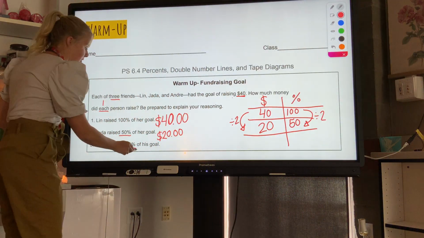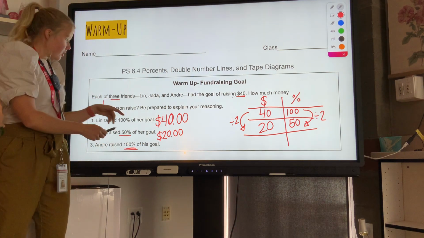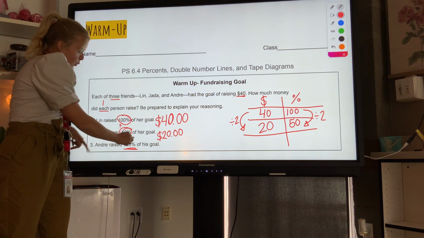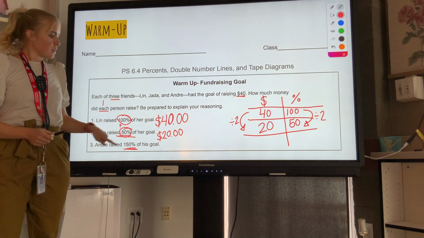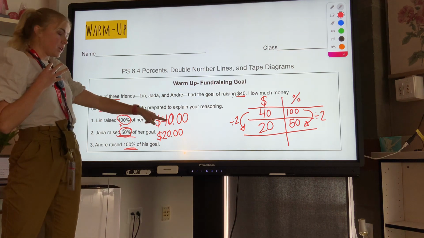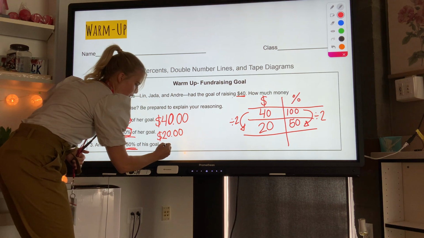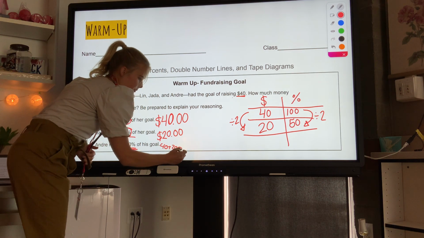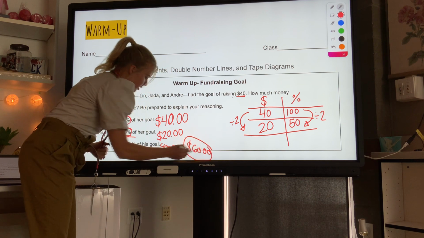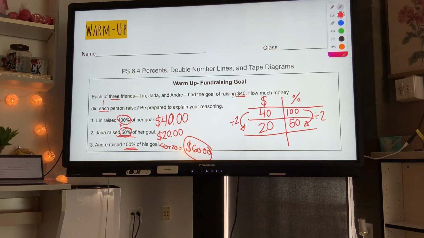Okay, then the last one says Andre. Andre raised 150% of his goal. So he reached his goal plus some more. So we know 100% plus 50% would equal 150%. So I'm gonna just add Lynn and Jada's money. So he earned $40 for 100% plus $20. So I'm gonna say 40 plus 20, which is $60. So he earned more than what he needed to, so he could use his money to help Jada out or use whichever one he needs.